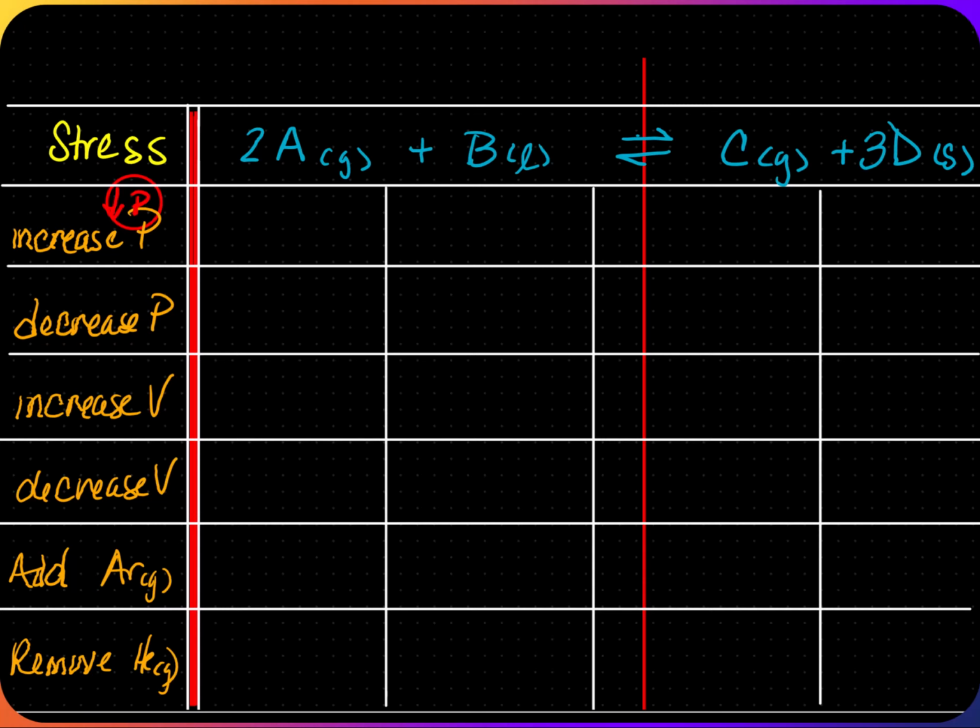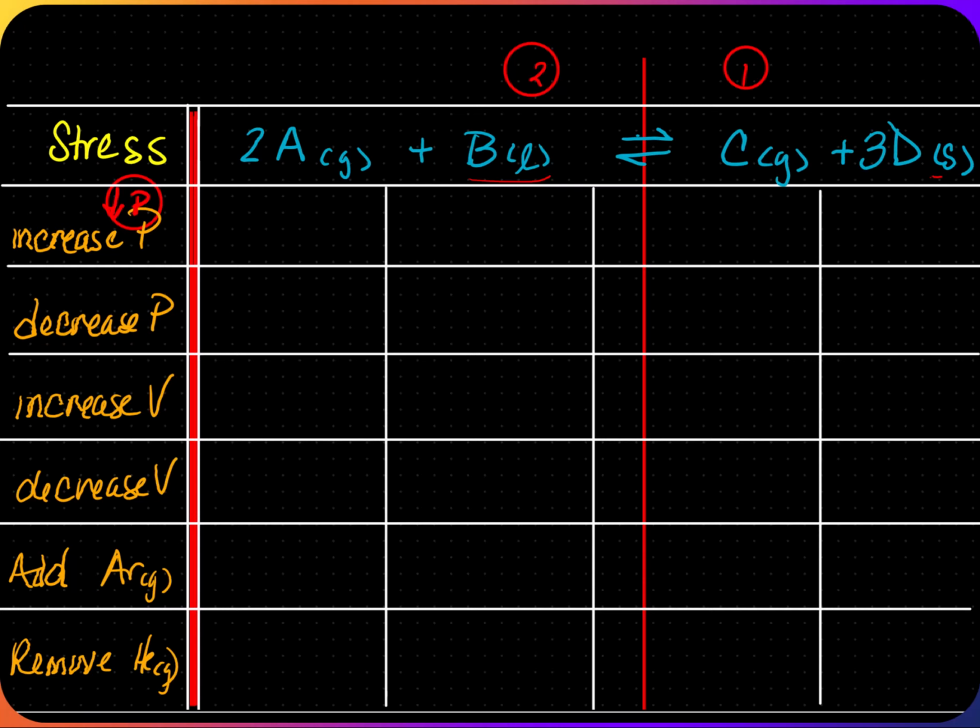On the reactant side, we have 2 moles. B does not count because it's in the liquid state. Only gases count when we are discussing pressure. In the products, we only have 1 mole because D is a solid, so it does not count.